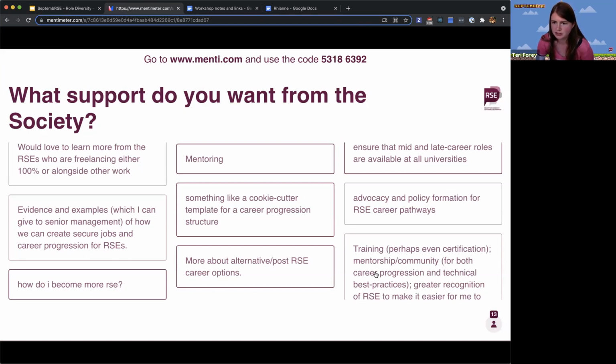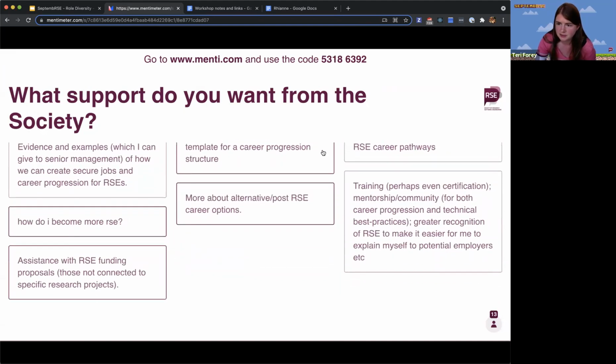Advocacy and policy formation for RSE career pathways. How do I become more RSE? That's an interesting question. We can definitely think about that. More about alternative or post RSE career options. Training, perhaps even certification. There's the mentorship and community for both career progression and technical best practices. Greater recognition of RSE to make it easier for me to explain myself to potential employers.